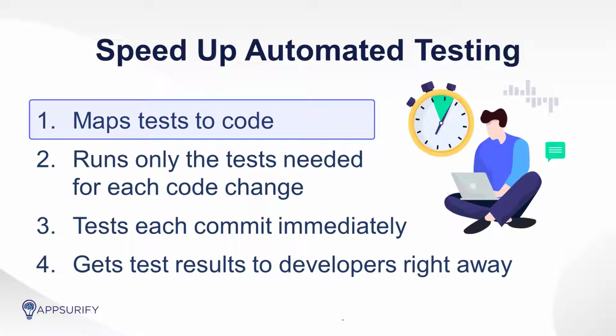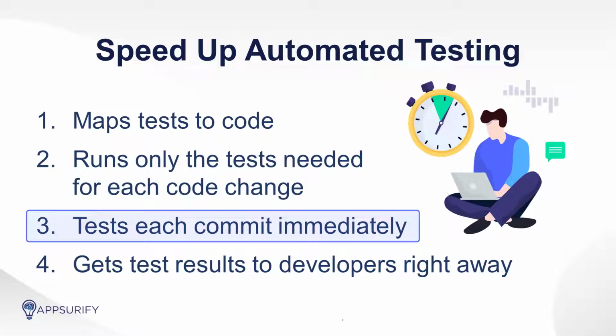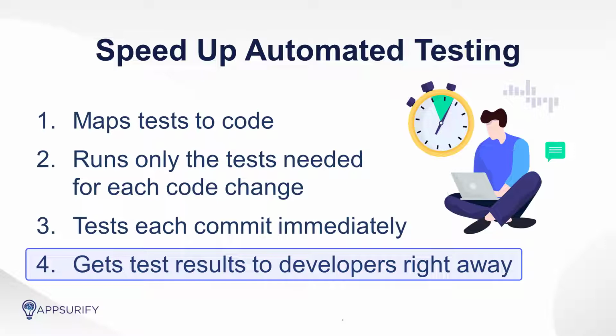TestBrain maps your tests to the code. Then for each code change, it figures out which of the tests are automatically needed for the changes and connects them to the CI to automatically run them. Usually that's around 10 or 20% of the test suite, so your tests will run 5 to 10 times faster. Because your tests run much faster, you can test each commit immediately and get results to the developers right away. They can then fix any problems before they move on to their next task. So let me show you how this works.